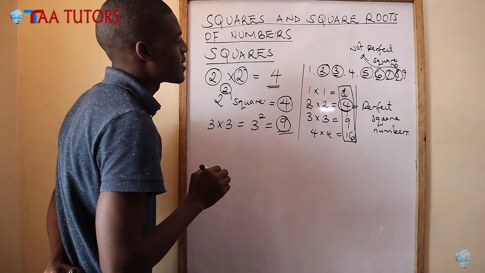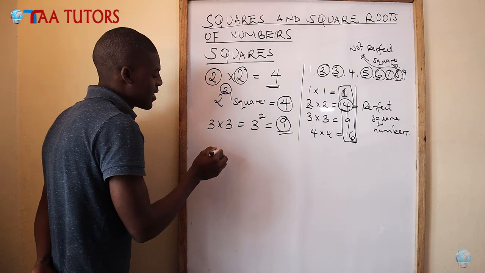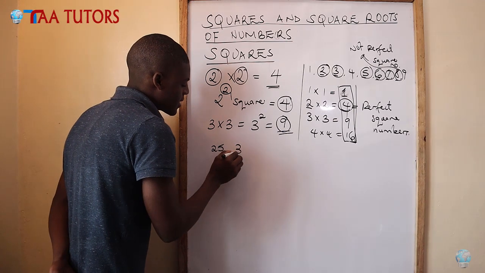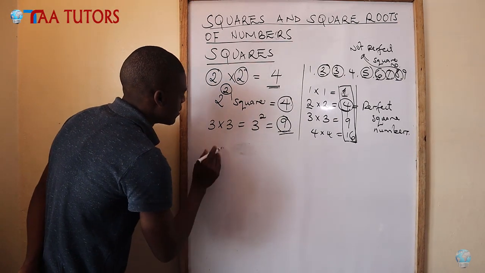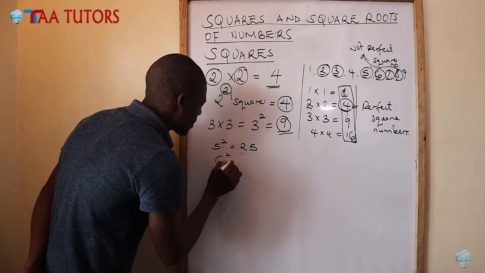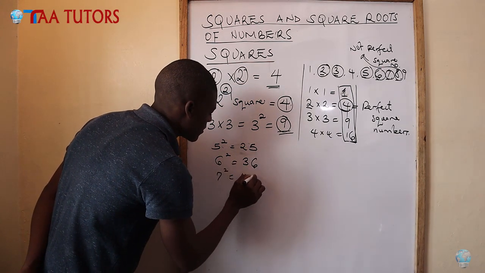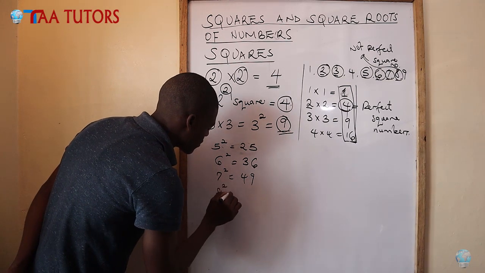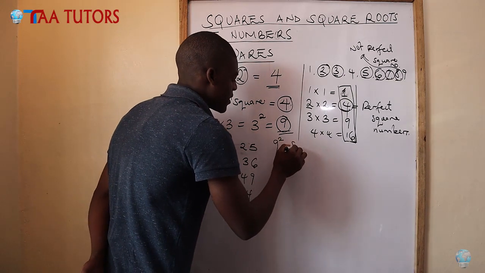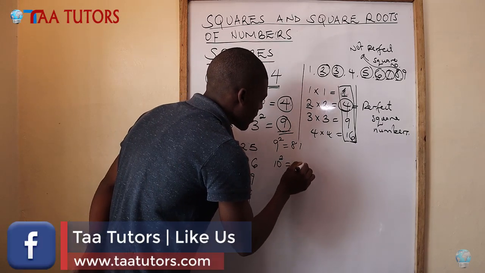We can go ahead to list other examples apart from 16 of square numbers. We will have 25, and we'll have 36, that is 6 squared. We have 5 squared to give us 25, 6 squared to give us 36, 7 squared to give 49, 8 squared to give 64, then 9 squared to give 81, and 10 squared to give 100.